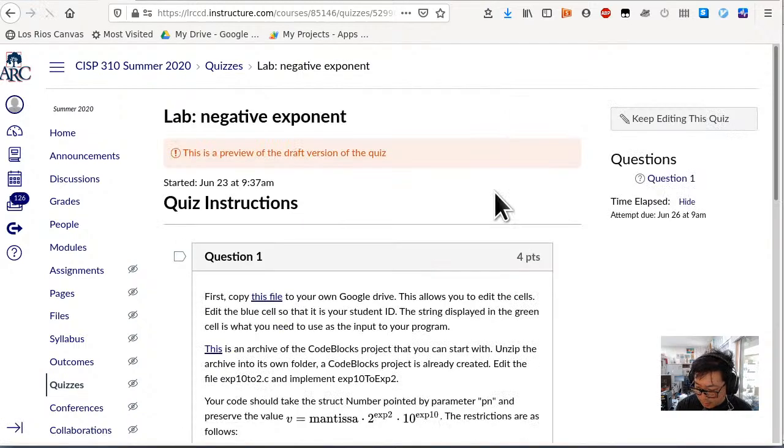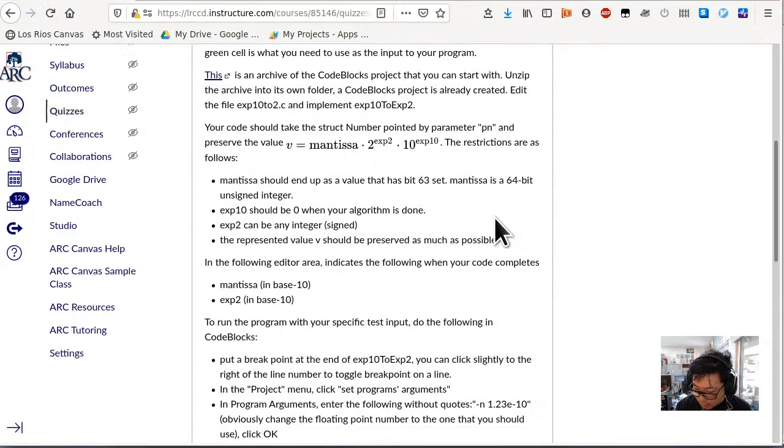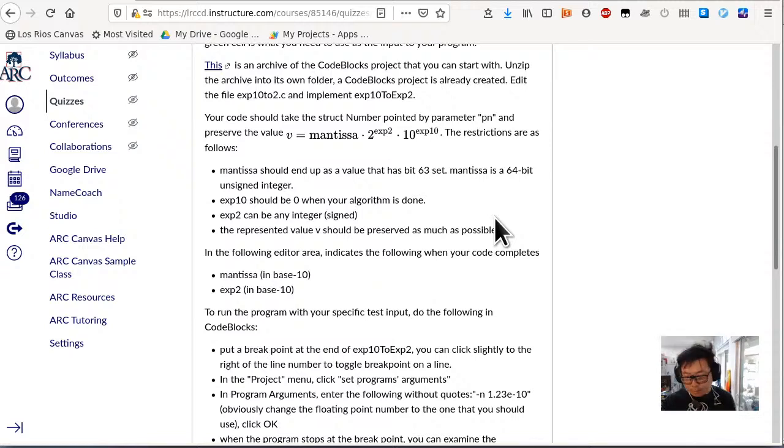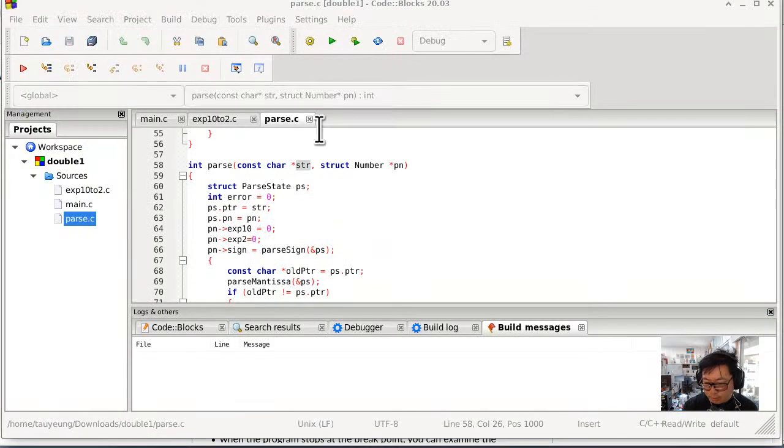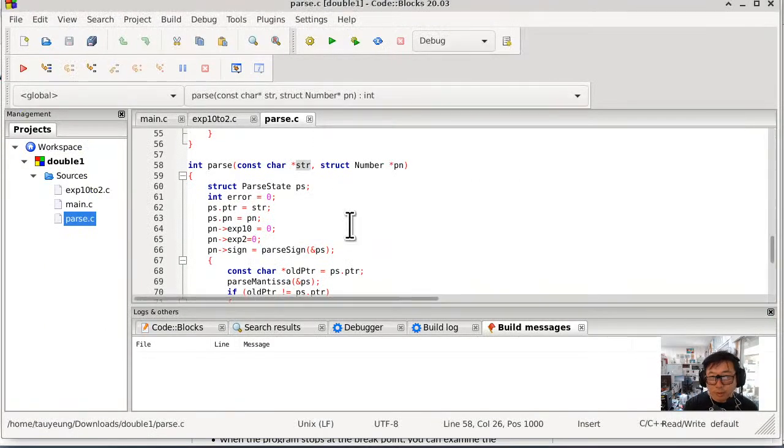So there we go. All right, so the description for the most part is still applicable. It is just how I want you to turn in this question that is different. So it starts with an archive of the code blocks project. That is the same as what I showed you yesterday. I still have that up, I think. Let me see. Yep, I still have it up here. So this is the project that you're given with this code already.